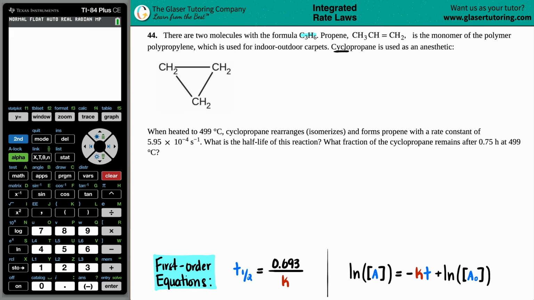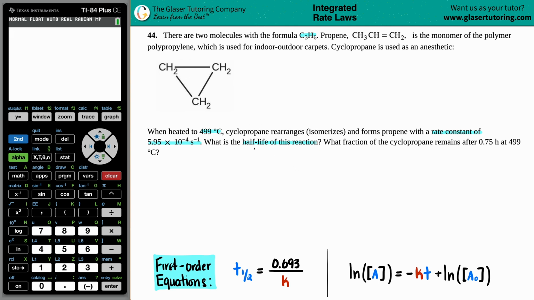Cyclo always means that you have some sort of ring, and in this case with 3 carbons, you make a triangle. Now, when heated to 499 degrees Celsius, cyclopropane rearranges, which means that it isomerizes, and forms propene with a rate constant of 5.95 times 10 to the negative fourth seconds to the negative 1, so per second. What is the half-life of this reaction? And then they ask another question, but first we'll tackle one question at a time. They asked us what the half-life of this reaction is.